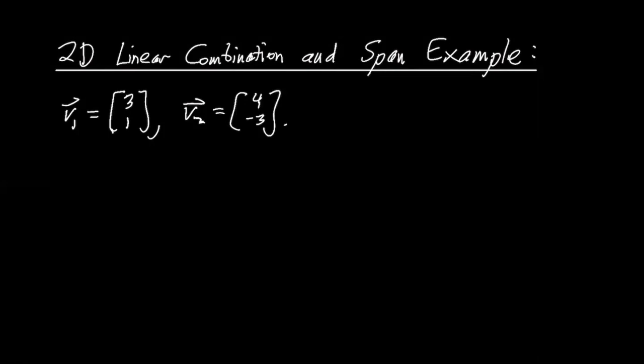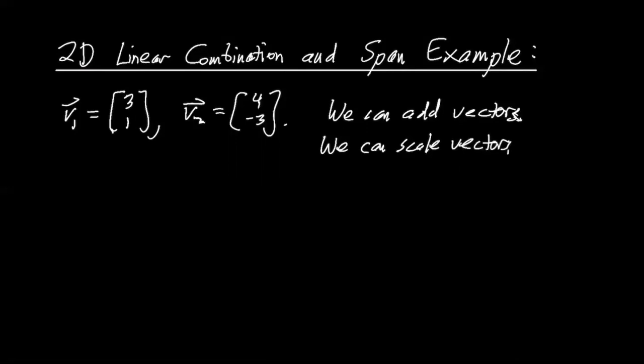And first, let's think about linear combinations, right? So linear combinations are just any way, the two operations we can do on vectors are adding and scaling, right? We can add vectors. We can scale vectors. And so if we do all those combinations of both, those are called linear combinations. So any combining of these two operations.